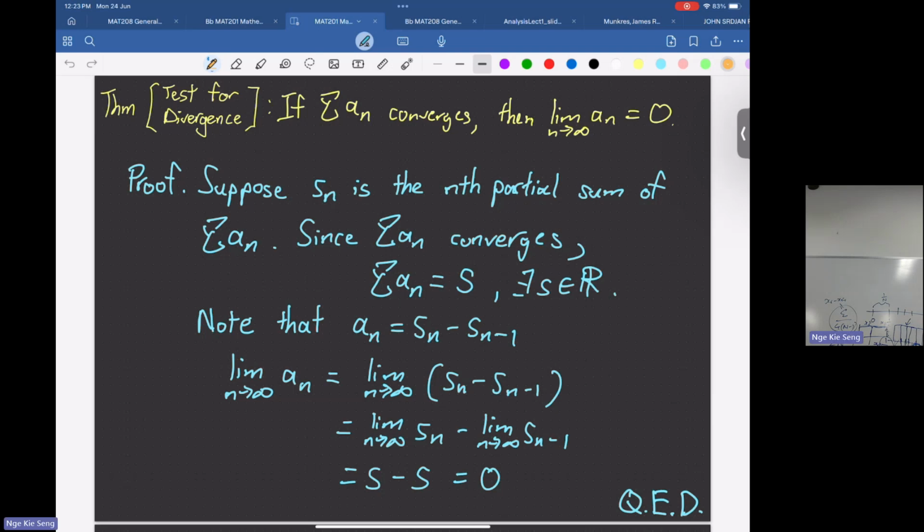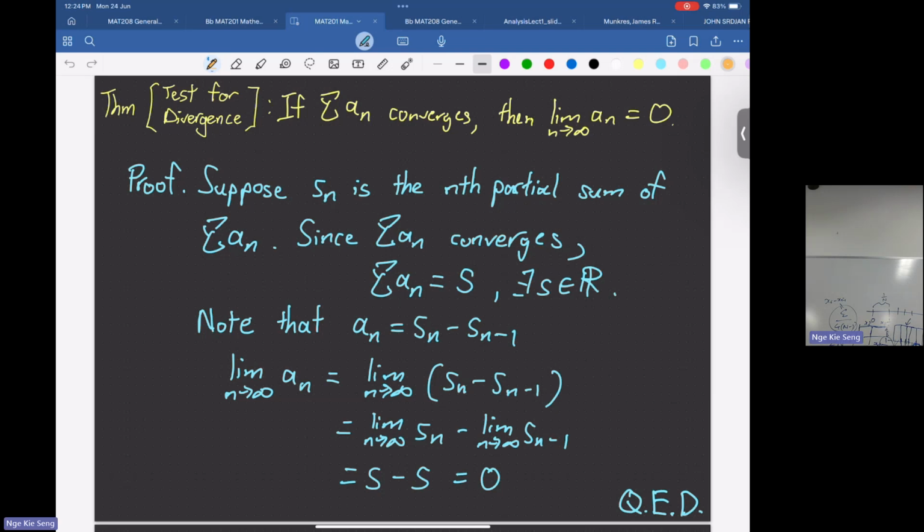Use contrapositive. What does contrapositive do? If P, then Q becomes not Q implies not P. So what do you need to check here? If you check that the limit of a_n is not 0, then the infinite series diverges. Okay, does it make sense?